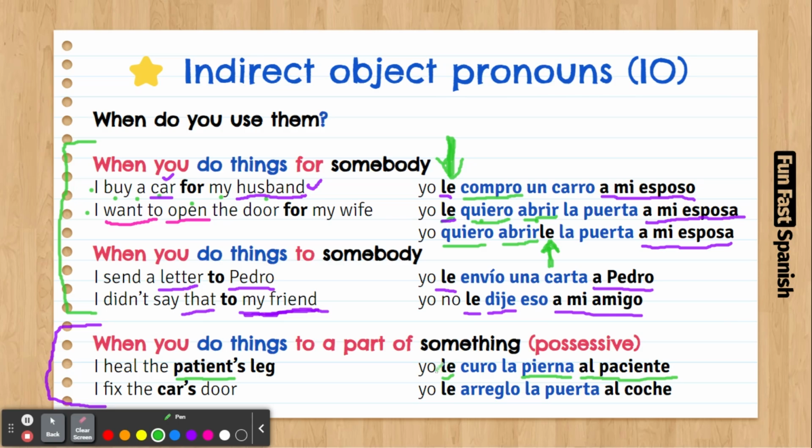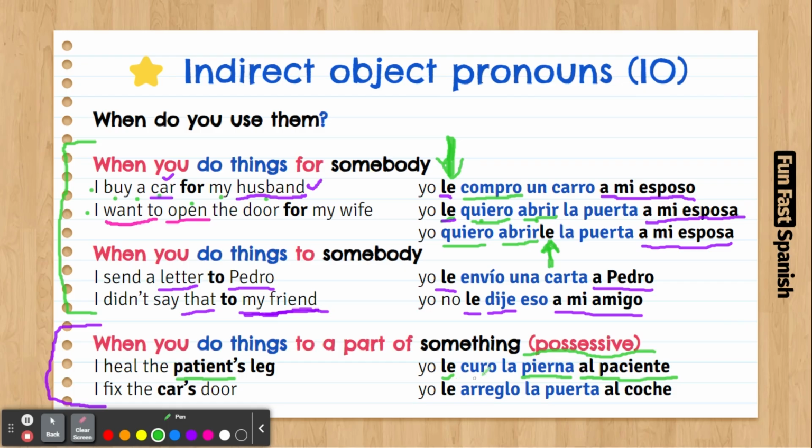Like, I cure him his leg, to the patient. That's kind of how we say it. So when we have these possessives, this situation where we are healing something that belongs to something else, or doing something to something that belongs to something else, we use this le as well, not just necessarily the le, the indirect object pronoun.